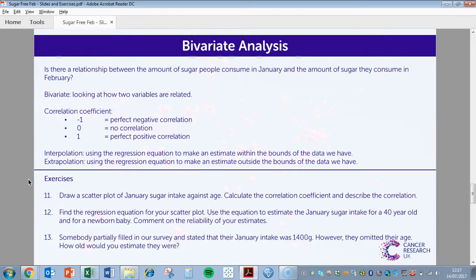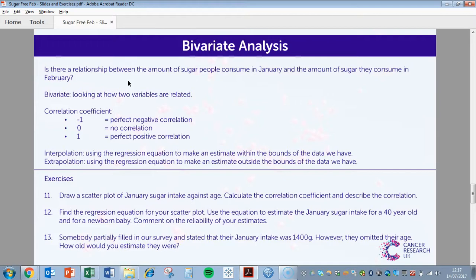In this video, we're going to look at what's called bivariate analysis. The kind of questions we're going to answer are, is there a relationship between the amount of sugar people consume in January and the amount of sugar they consume in February? So far, most of what we looked at has been either univariate, just looking at one variable on its own, or perhaps comparing one variable between different groups. Now we're going to look at how we can see how two continuous variables are related.